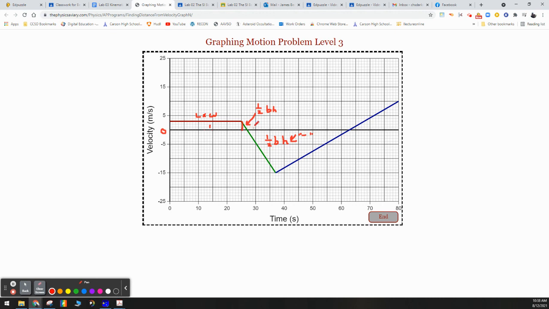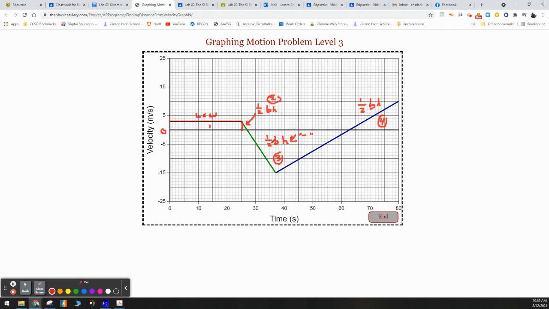So this will be area 2. This will be area 3. We go over here. This looks like a triangle, positive. I'll call it area 4. It'll be 1/2 base times the height. So I would add up all of these areas to find the displacement.